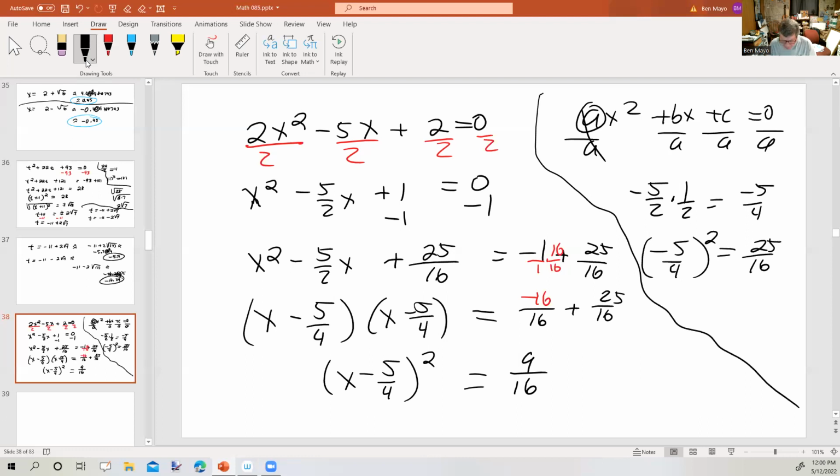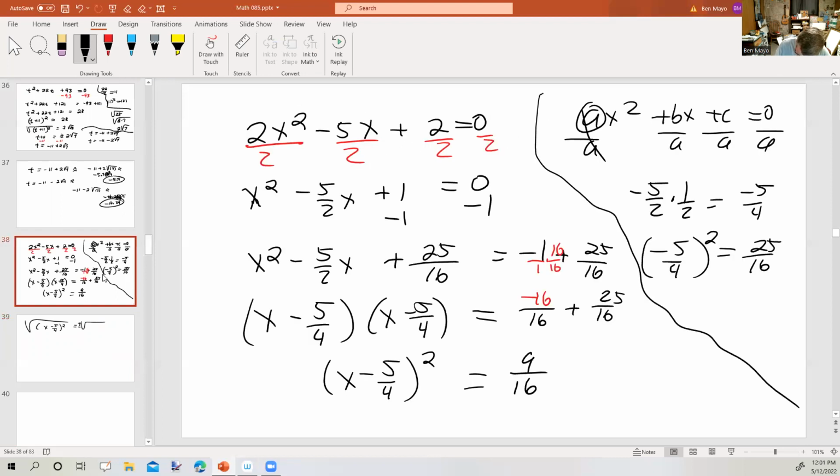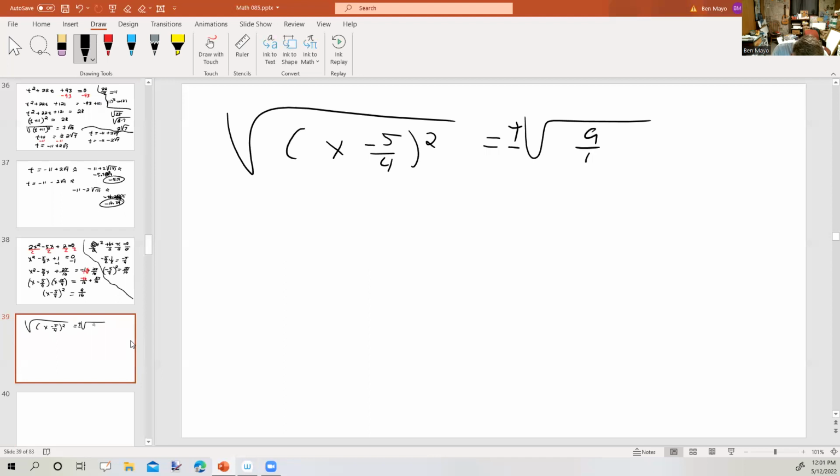Before we go on, any questions about any of the steps? No. All right, so I'm going to take my bottom line there and take the square root of both sides. So I get x minus 5/4 equals plus or minus the square root of 9/16. The square root of 9 is 3. The square root of 16 is 4. So I get plus or minus 3/4.